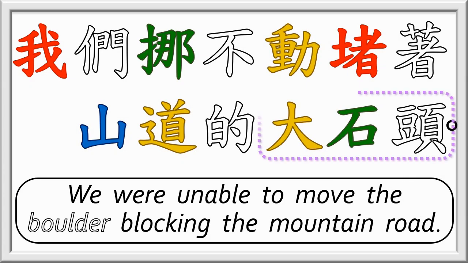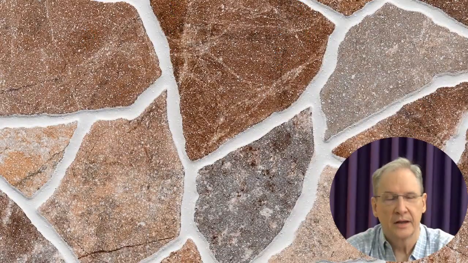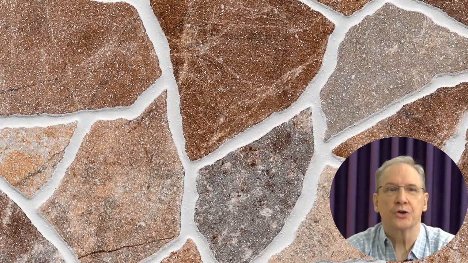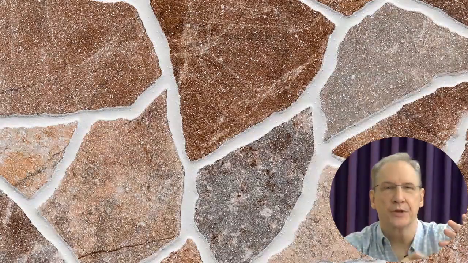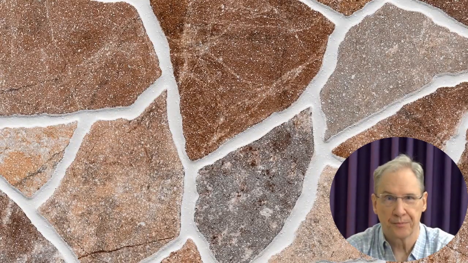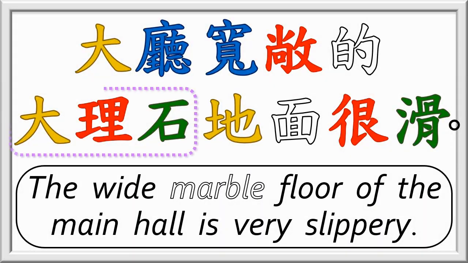我们挪不动堵着山道的大石头。We were unable to move the boulder blocking the mountain road. 大理石 is the correct term for marble. Notice that 理 actually refers to the layers of color within a piece of jade, as we saw in lesson 74. So the combination is quite apt, since marble also has various layers of color. 大厅宽敞的大理石地面很滑。The wide marble floor of the main hall is very slippery.